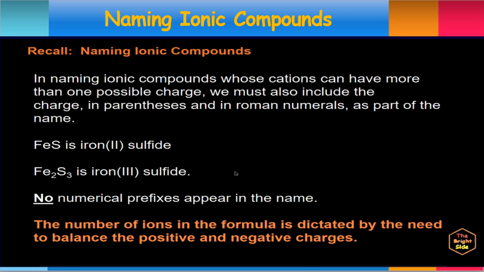And notice on both of these that no numerical prefixes appear in the name. We don't need them because we know that we have to balance those positive and negative charges. So that's a very, very key part of both constructing ionic formulas and naming ionic compounds.